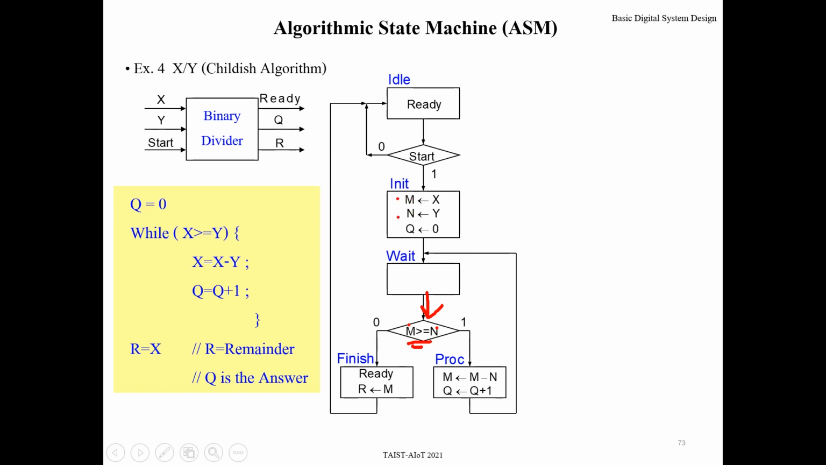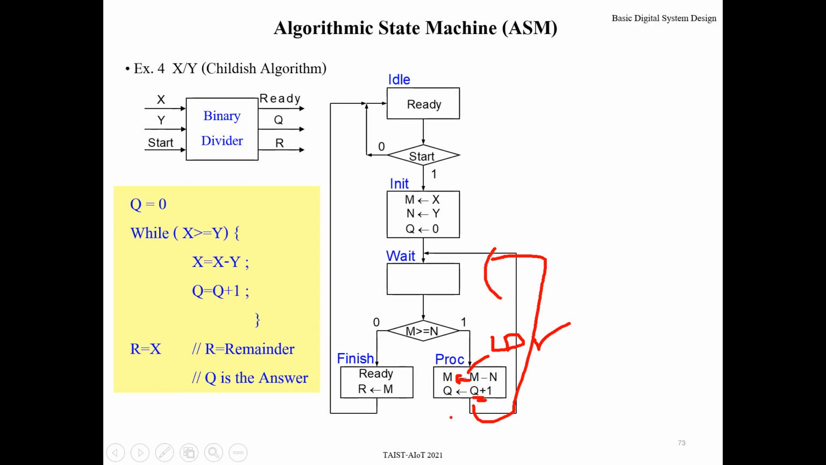M is from X, right? N is from Y. To check whether X is greater or equal to Y or not. If yes, M minus N is applied to register M, and count up, one increment at register Q. Again, this one is not updated suddenly, right? For example, this may use load: the load signal is active, but not loaded suddenly. It must wait for the clock tick.